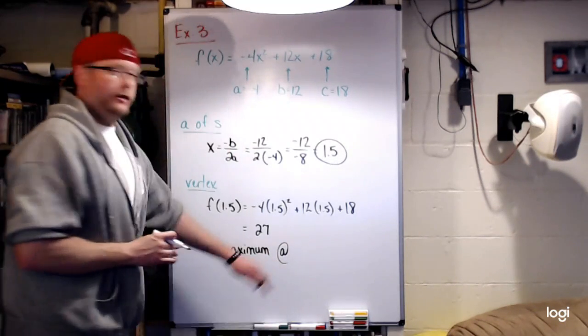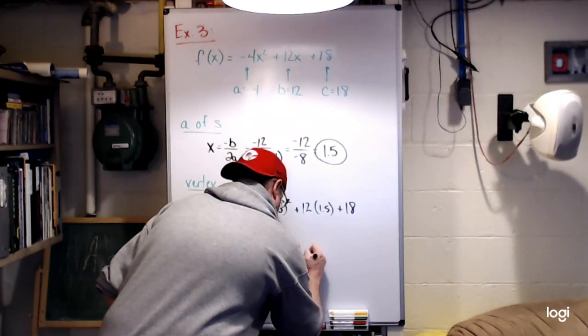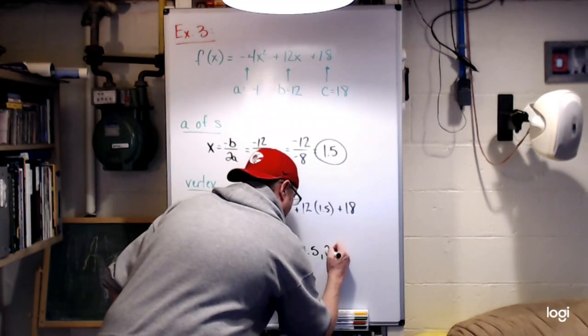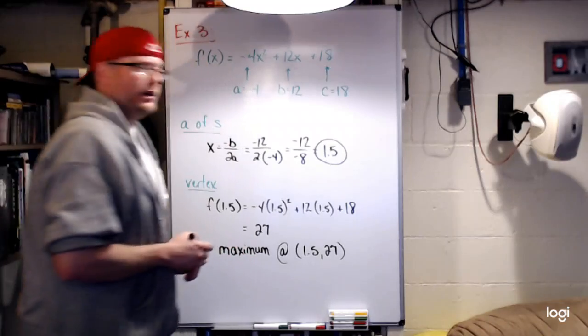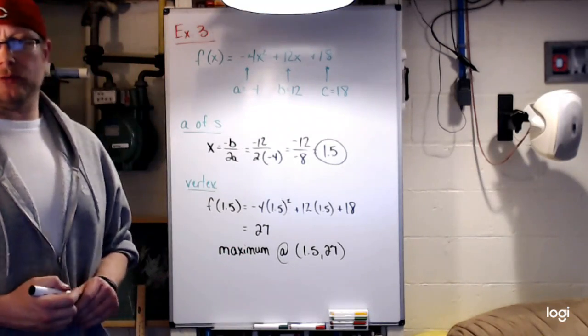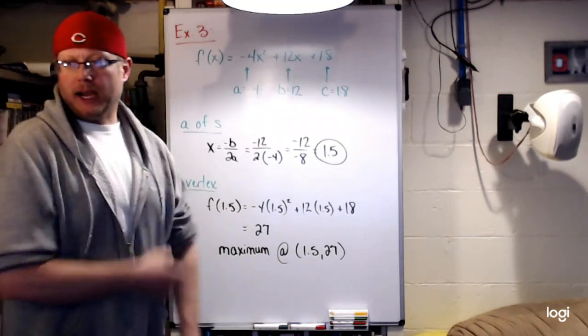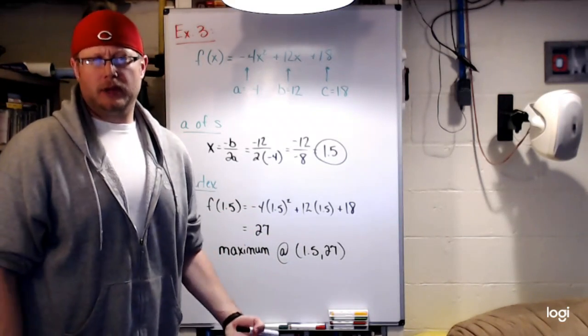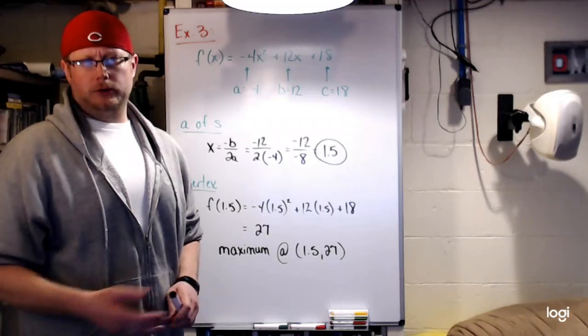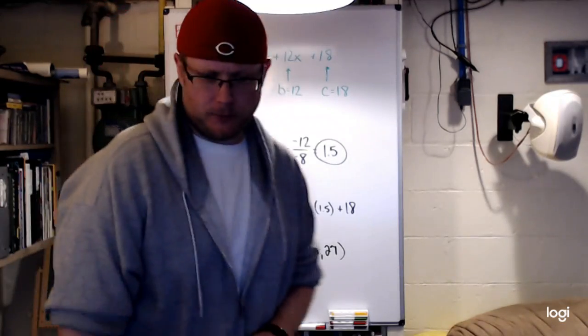It's going to have a maximum at 1.5, comma, 27. So that's really my maximum, 1.5 comma 27. So you can see the amount of work that I had to do wasn't as extensive as the previous couple problems because all I'm doing is trying to find a maximum or a minimum, right?